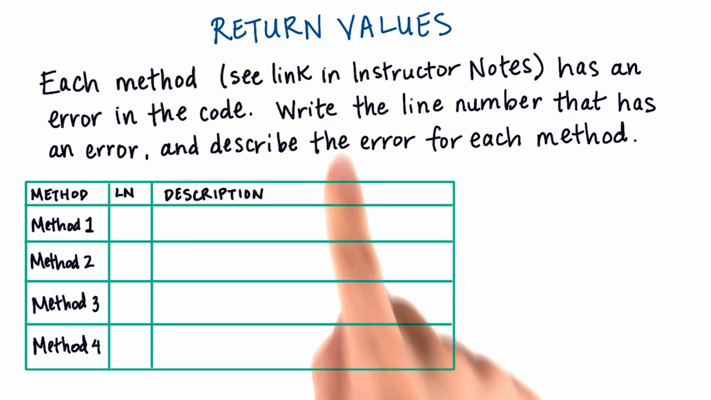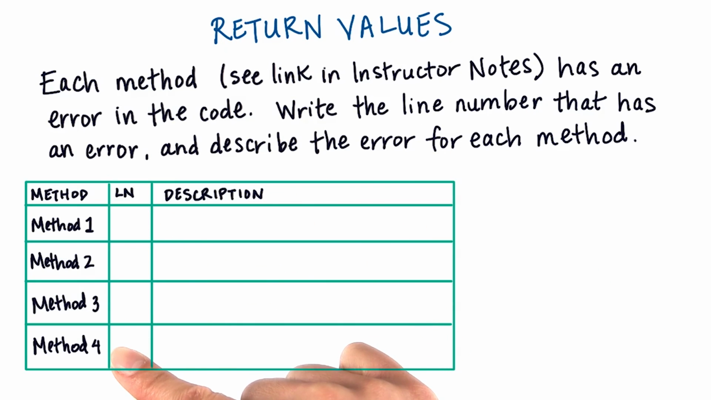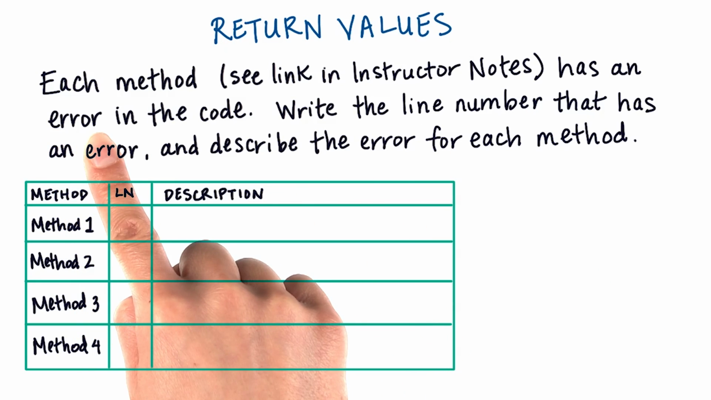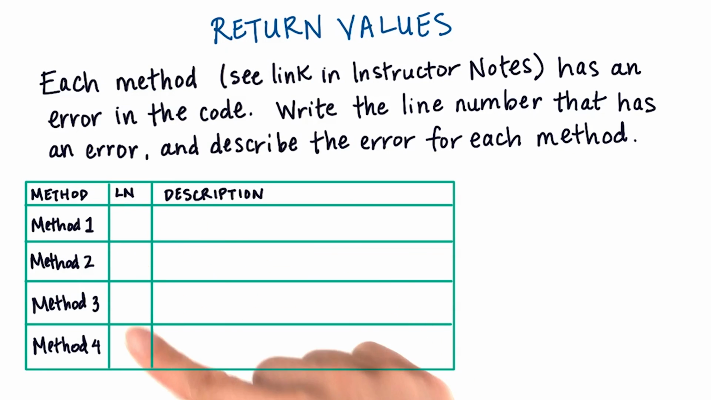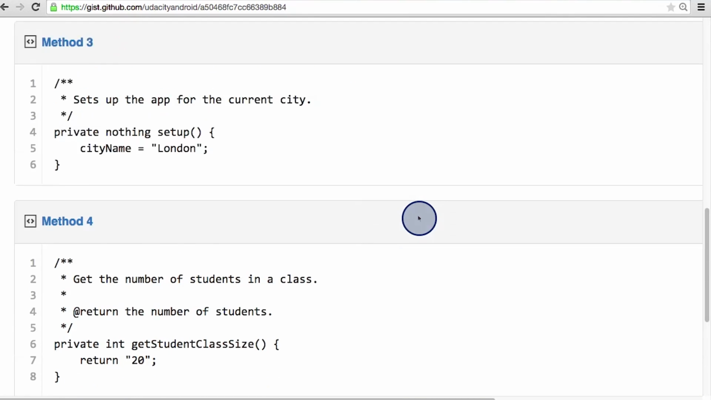In the instructor notes, you'll find a link to some code for 4 different methods. Each method contains an error, and the task is for you to find the error in each of these methods. Since there's multiple ways to fix the code, assume that the Javadoc comment at the top of each method is correct, and we want to make the code match that. This is what the methods look like.